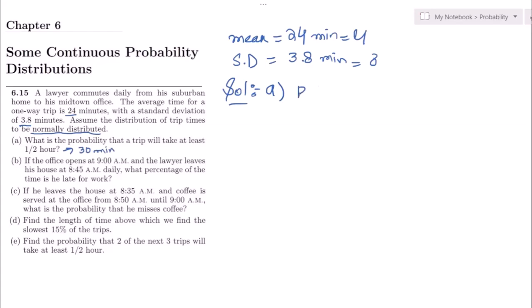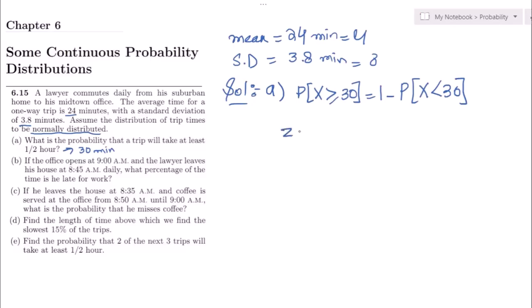So we want to find the probability that x is greater or equal to 30. I am neglecting the minutes because all the quantities here will be in minutes unless and until these are converted to z. So we have to find this probability by using the z distribution, where it would be 1 minus the probability that x is less than 30. Therefore we have to convert this 30 to z.